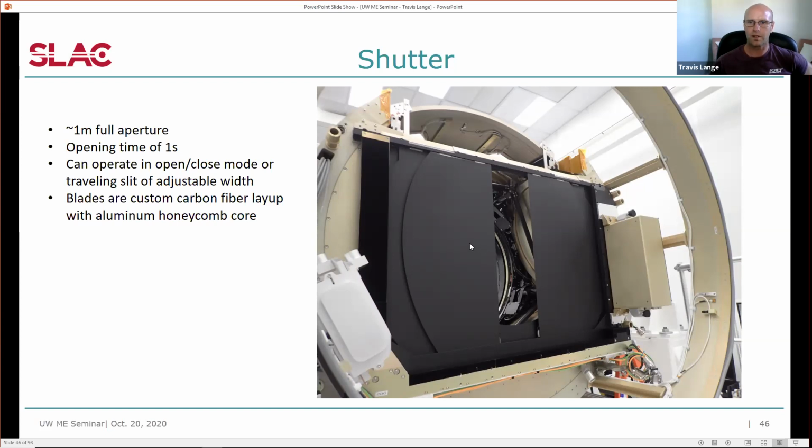So the four blades together can move coordinated so that there's a very narrow slit that travels across the focal plane. And we do that in case there are extremely bright objects, which are too bright, and we want to minimize how much light gets integrated onto the CCD surfaces.